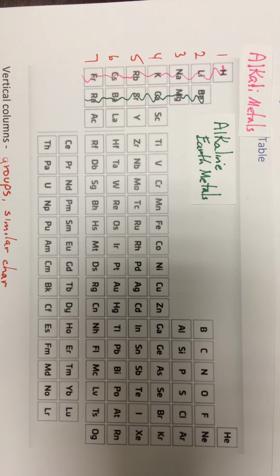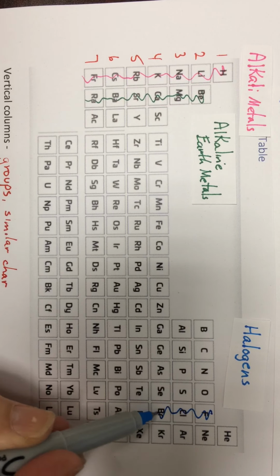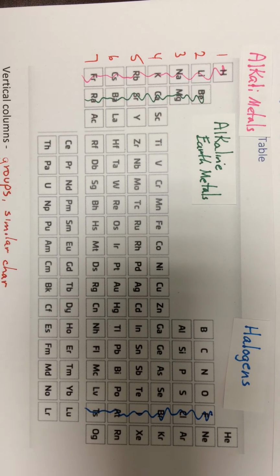We skip all the way over then to the halogens. The halogens are very, very reactive, and they consist of fluorine, chlorine, bromine, iodine. That's this column right there. And lastly, we have the noble gases. They are the last column on the periodic table.